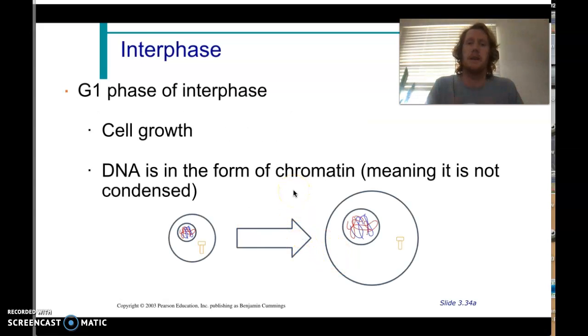Interphase, the first phase of it is G1. All that's really happening here is the cell is growing a little bit, okay? Because it was just split, so it has to grow a little bit to become its normal size. The DNA is still in chromatin. It hasn't condensed. It doesn't condense until we get to mitosis.